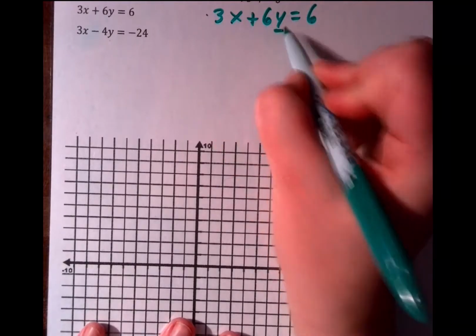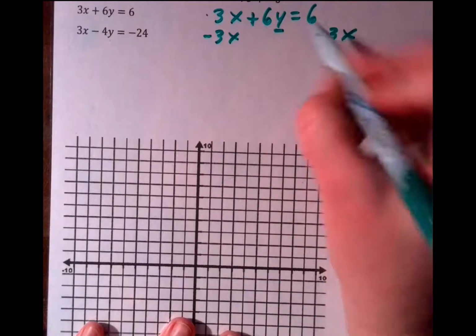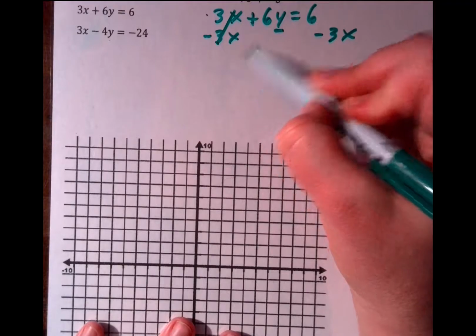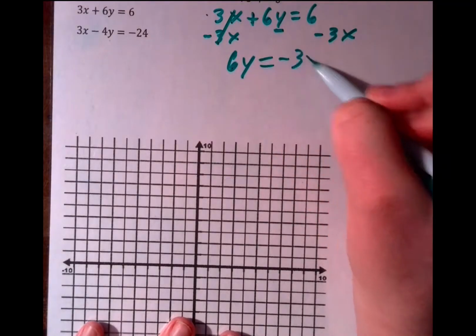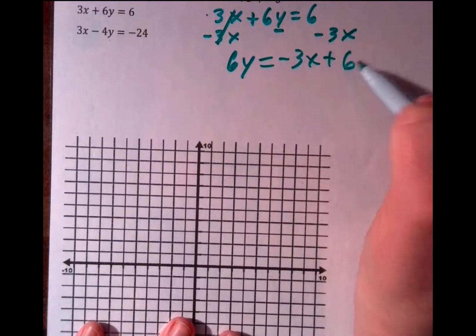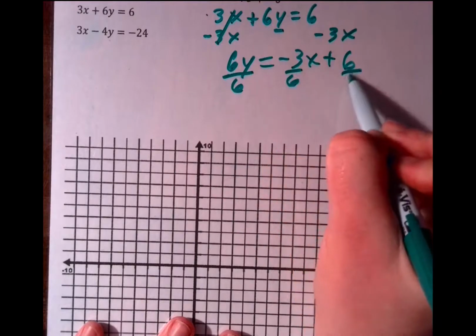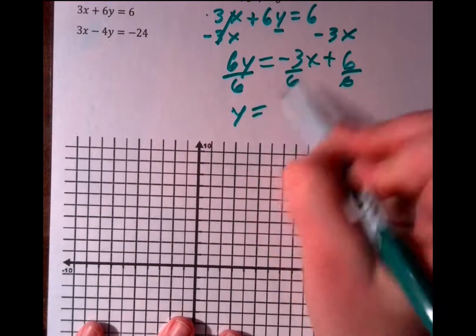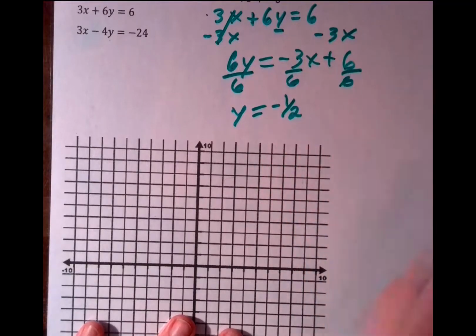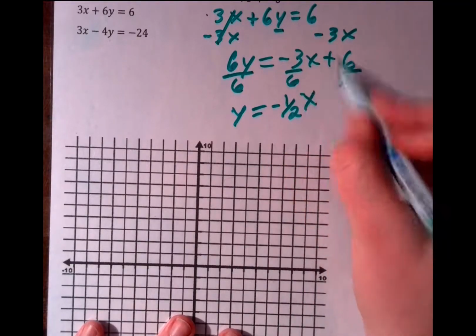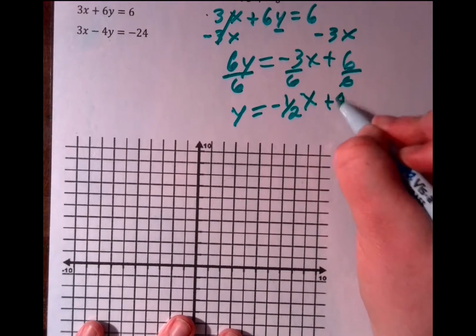Again, we're looking for y by itself, so I'm going to subtract 3x. Those cancel each other out. 6y is equal to negative 3x plus 6. Divide everything by 6. 3 divided by 6 is 1/2. Positive divided by negative is a negative. 6 divided by 6 is 1.